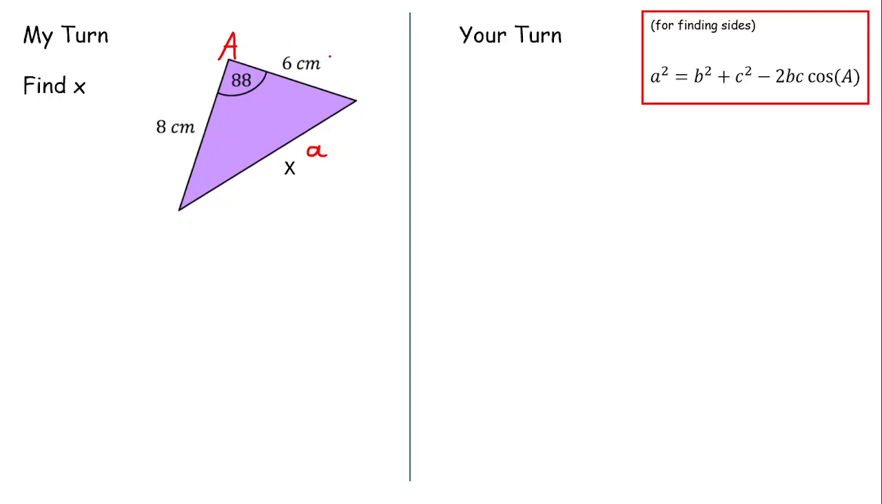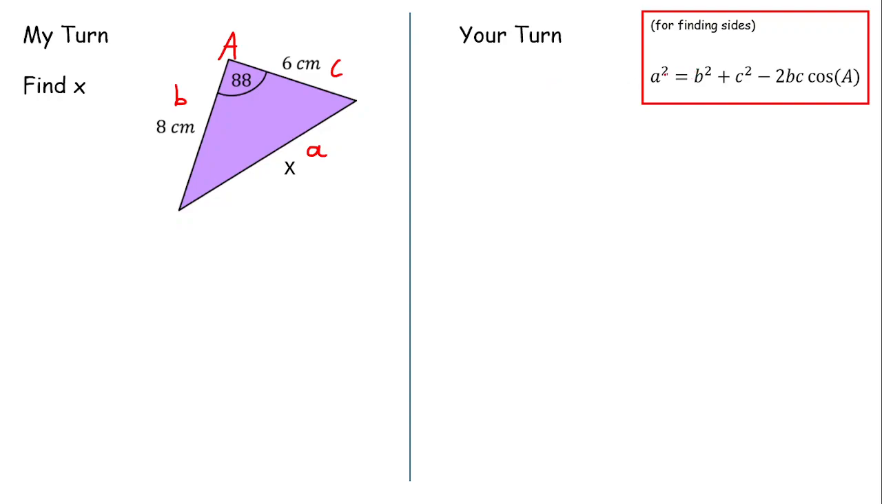These two are going to be lowercase b and lowercase c, and they can go either way around. So that could be b and that could be c. It doesn't matter, as long as you've got lowercase a and capital A here. Once you've labeled up your triangle, it's just a case of substitution into your formula.